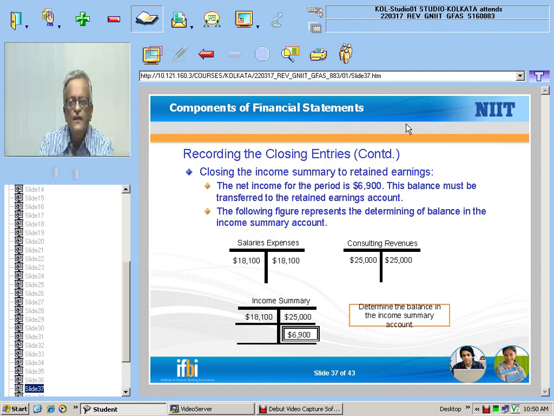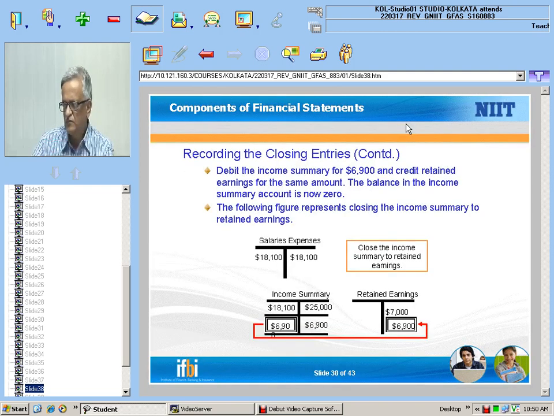As you can see, expenditure and revenue accounts become 0. Income summary account, what is the net amount? 25,000 minus 18,100, that is 6900. Now, debit income summary account for 6900 and credit retained earnings for the same amount. Balance in the income summary account is now 0. So as you can see, debit income summary account, credit retained earnings 6900.